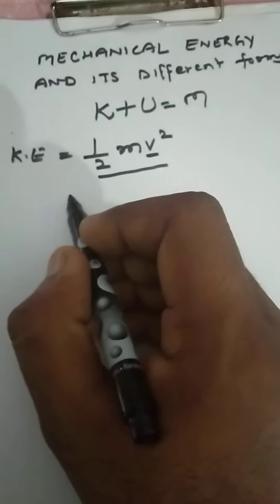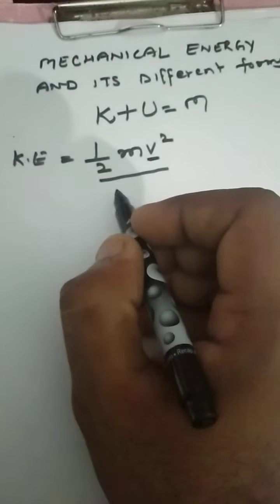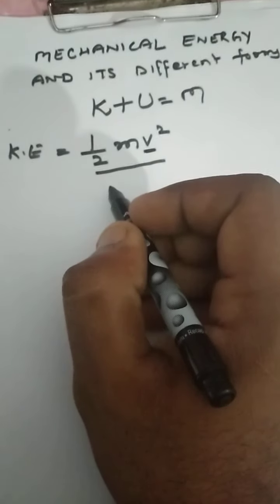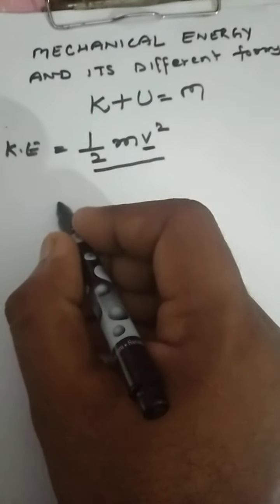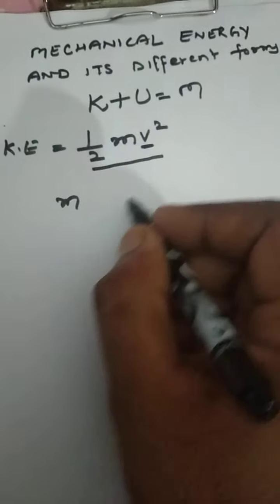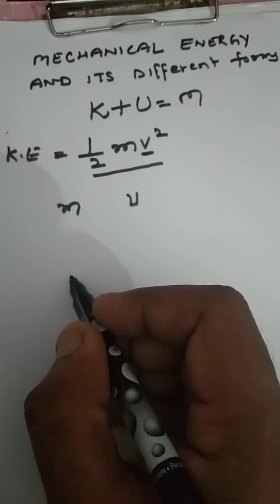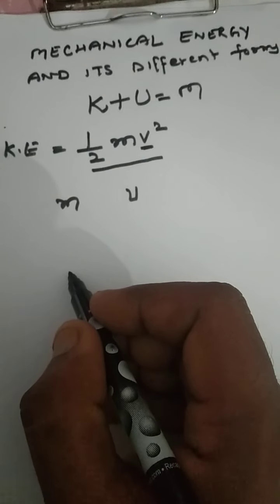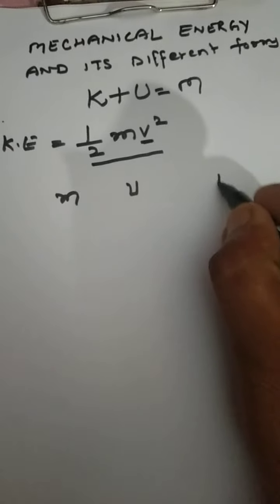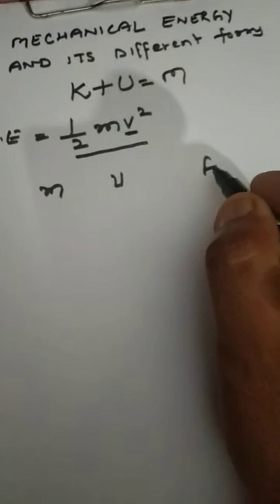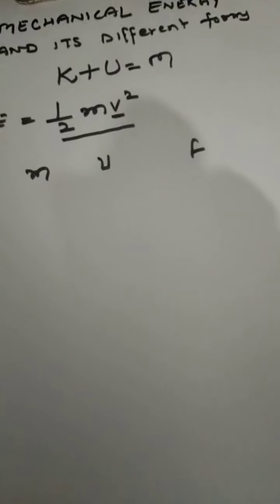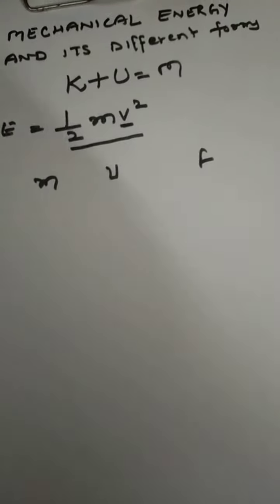Now we will prove the formula half mv square. So how can we prove this formula? For example, if you have a body of mass m moving with velocity v, it is brought to rest by applying a force F. That means it is in motion, and you have to bring it to rest by applying a force F. When you apply a force F, the body comes to rest.